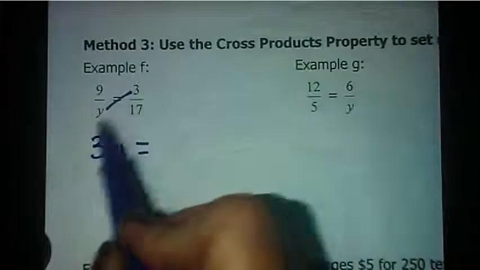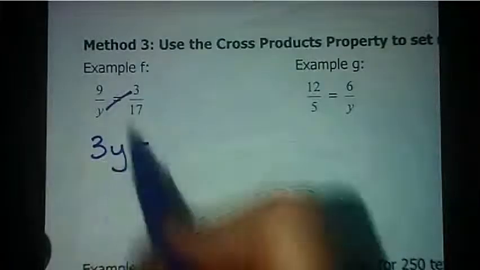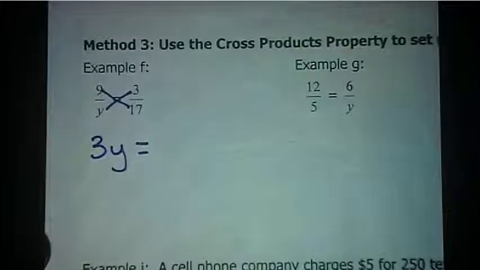So y times 3 would be written as 3y. Then you need to calculate 9 times 17.